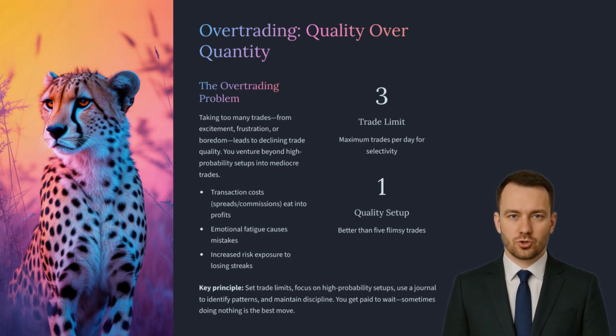A few well-chosen trades often outperform a scattergun approach of many random trades. How to avoid it? Set a trade limit. Decide on a maximum number of trades per day or per week and stick to it. For example, you might limit yourself to 3 trades a day. This rule forces you to be selective. If you know you only have a few bullets to fire, you'll choose your shots more carefully.